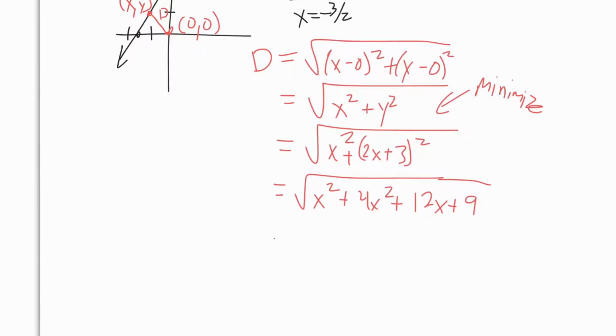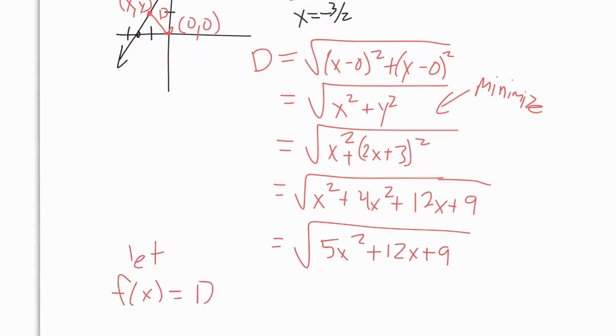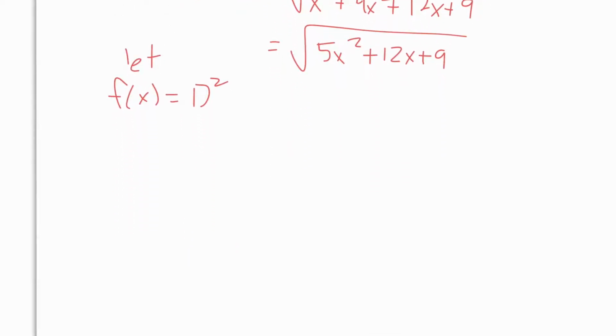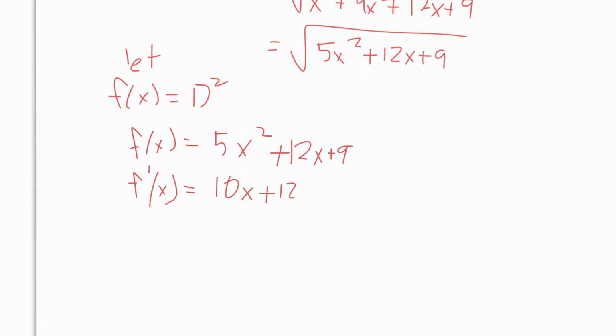And so we keep working. 5x squared plus 12x plus 9. Good idea to do d squared. So let f of x equal d squared. So f of x will just be the same, but no square root, which is just so much nicer for doing calculus with. Square roots are ugly, so we get f prime is equal to 10x plus 12. Factor out the 2, 5x plus 6.